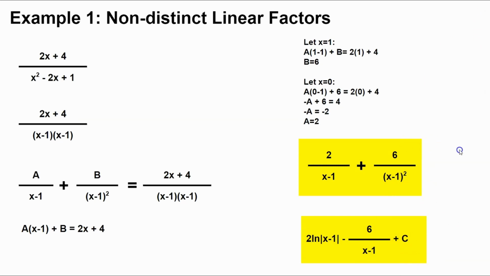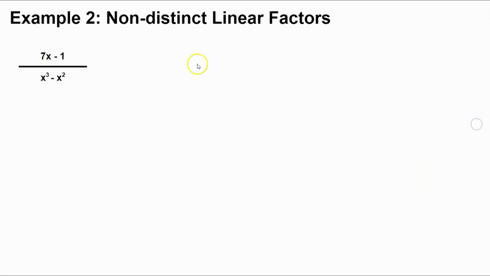So pretty easy example. Let's go on to a harder example of non-distinct linear factors. Here we have example 2. This one's a little harder. Why? Because look at that denominator. We got an x cubed in there, and well, that's never a good thing.